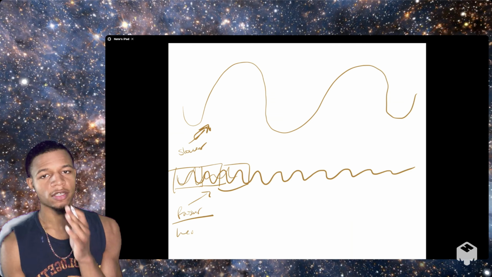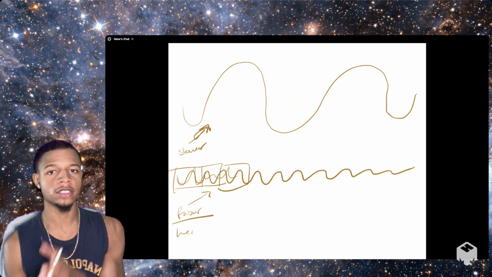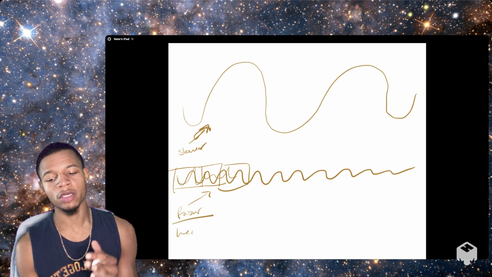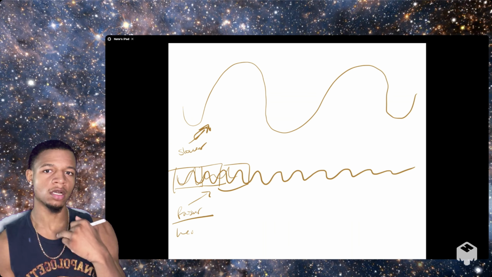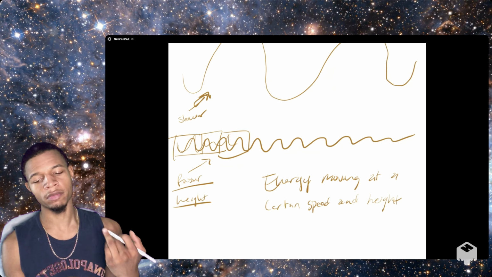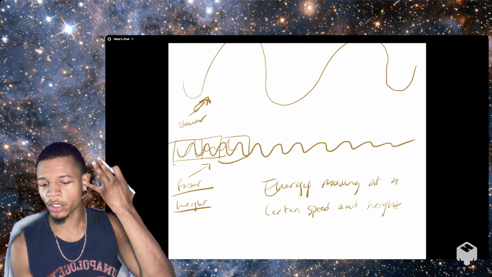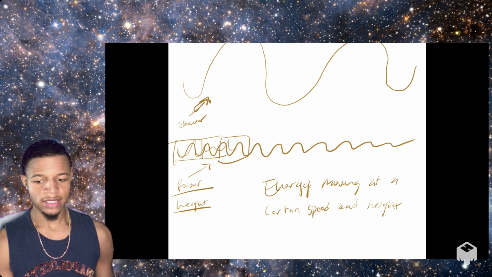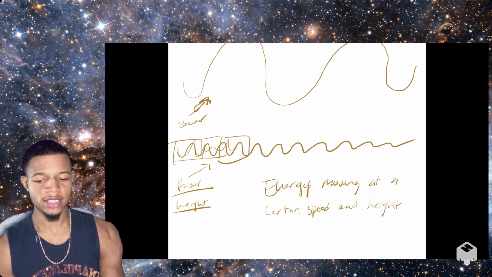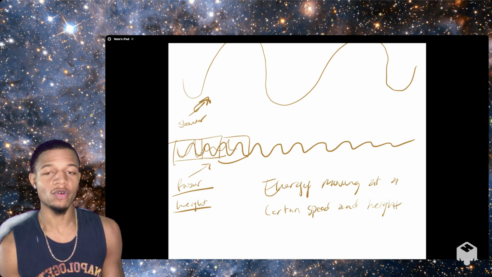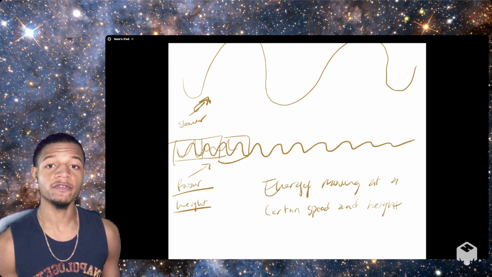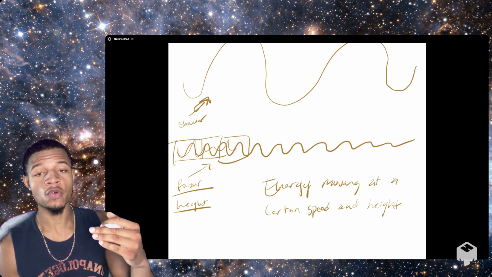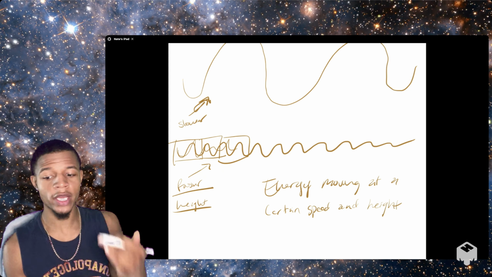Energy, or frequency, is just energy moving at a certain speed and a certain height. And so we can pick up on different energies or different frequencies, either visually or through our audio, like hearing. That's really what frequency is. And so in a way, frequency is carrying information, right? Frequency carries information. Like you have radio waves, and what is a wave? A wave is a frequency.